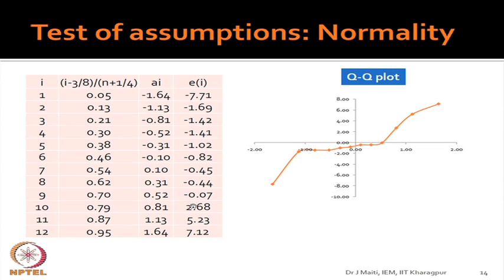Earlier you plotted probability versus the residuals. Here ai is the ordered ai, and this is the ordered ei, as given within the bracket. Then you must get a straight line which will pass through the origin. Here things will be like this.